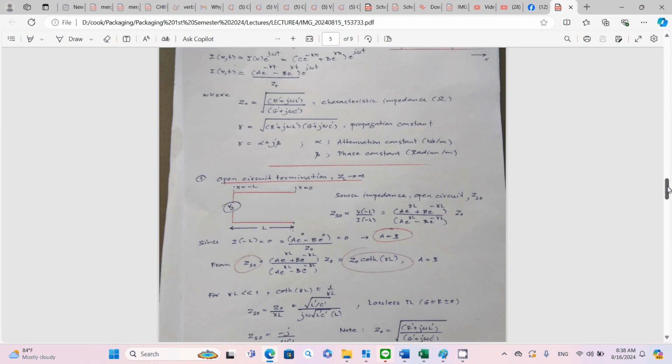Sorry, I put this one wrong, it's supposed to be x, my mistake. So you put x equal to 0, you end up with A exponential to the power of 0 minus B exponential to the power of 0, divided by Z0. You end up with A equal to B.